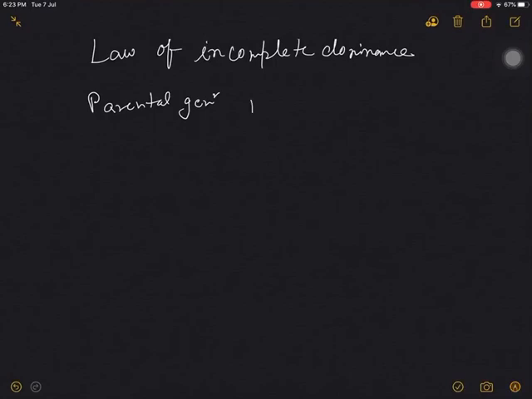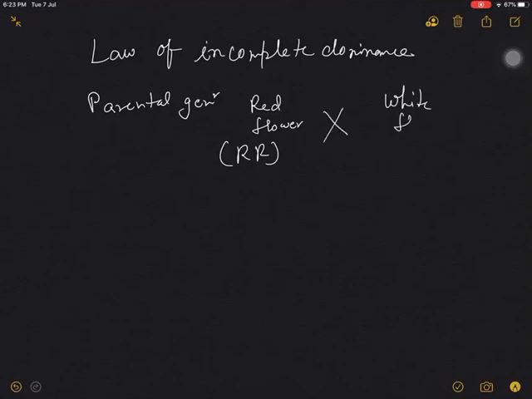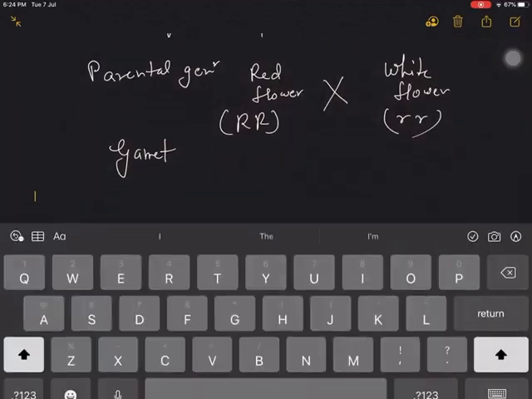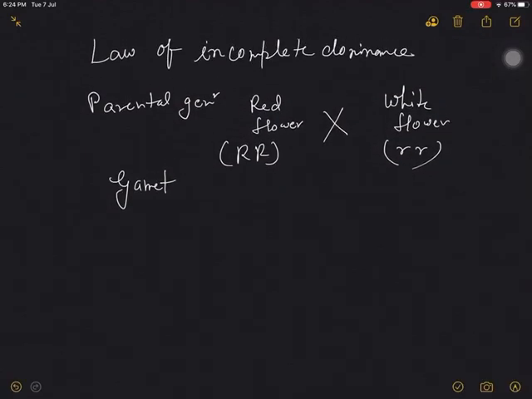In the parental generation, there are 2 types of plant. One has red flower, so for this allele we represent it by capital R, and the cross takes place with the white flower. That allele is small r, small r. So at the time of formation of gametes, these alleles separate from each other. That means the genes separate from each other. Again, what do we get? R from this, and from this a small r.